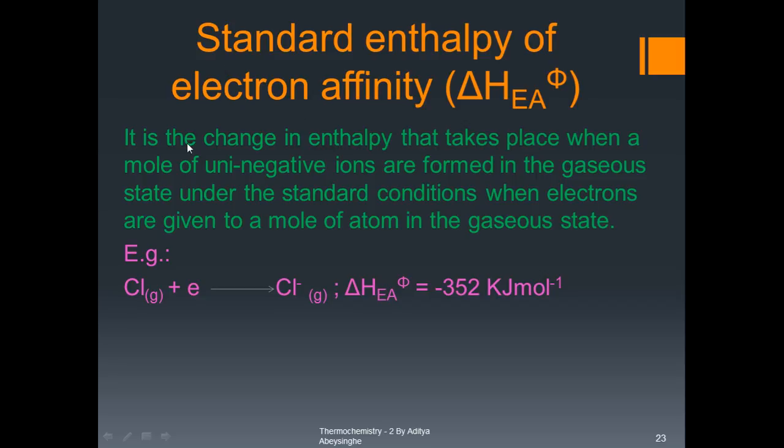The standard enthalpy of electron affinity is defined as the change in enthalpy that takes place when a mole of uni-negative ions is formed in the gaseous state under the standard conditions, when electrons are given to a mole of atoms in the gaseous state. The energy change of the standard enthalpy of electron affinity for chlorine has been determined to be minus 352 kilojoules per mole, and that's an exothermic reaction.